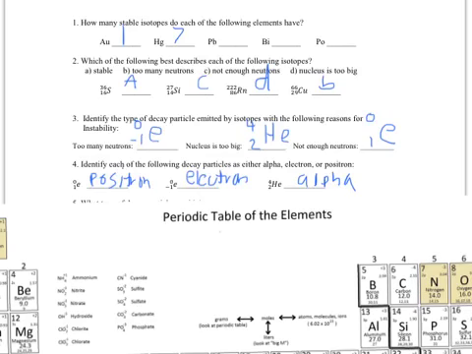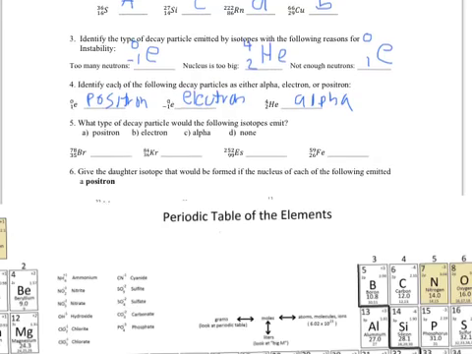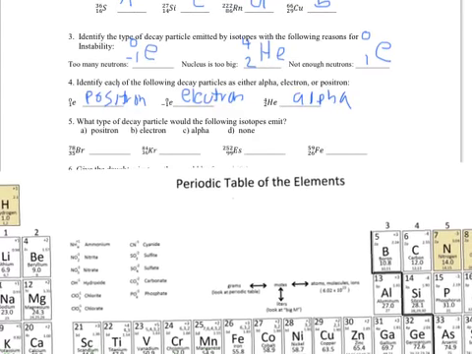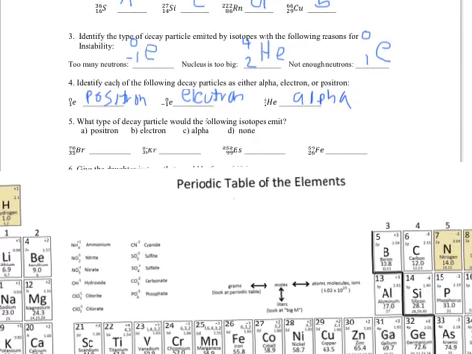Alright, well, let's just keep moving things along here. Alright, what type of decay particle will the following emit? So what we have to do now is we have to look and determine what kind of a problem the nucleus has. Is it too big, is it too small, or does it not have enough neutrons? So first we're going to look at this one here, Br-78.